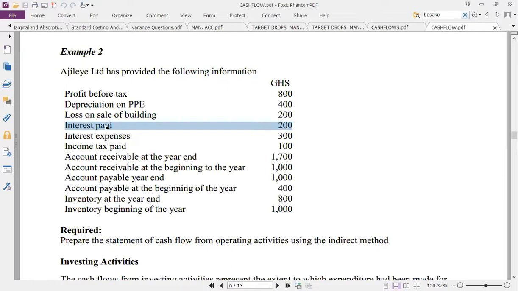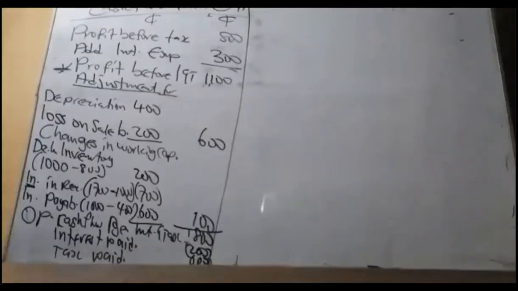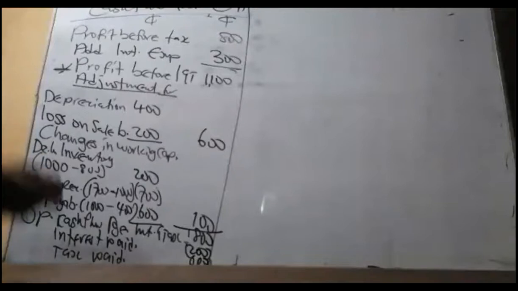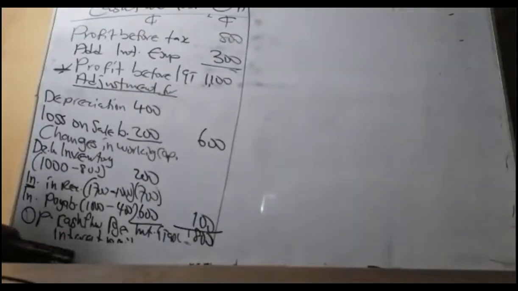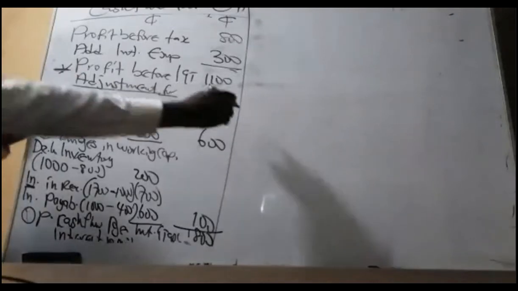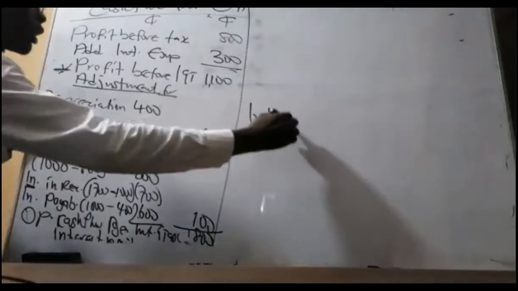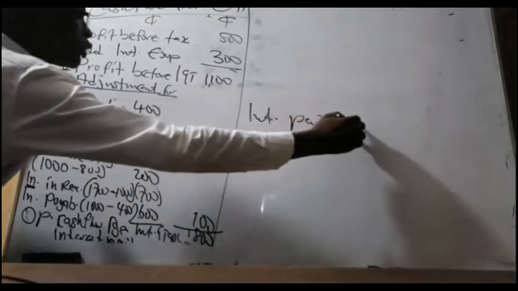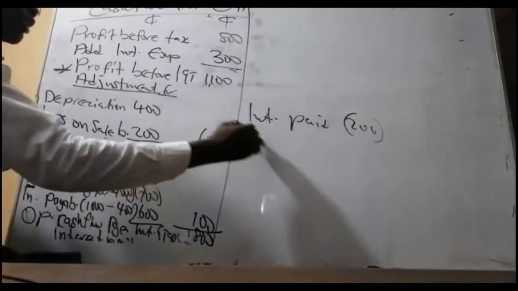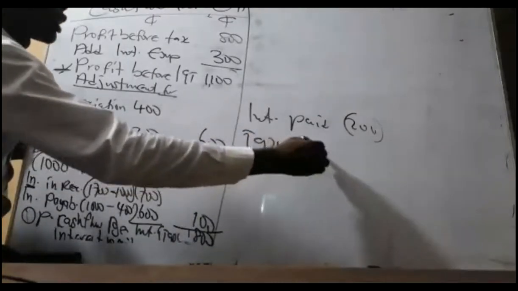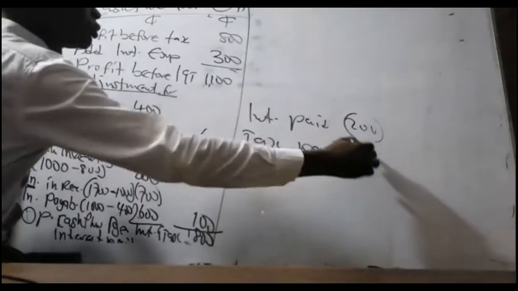So I will subtract it. But let me record them there. But let me just take them off. Everything is too small. I can't even see. So I'm continuing from here. So interest paid happens to be 200. I will subtract it. Tell the examiner that tax paid too must also be subtracted.